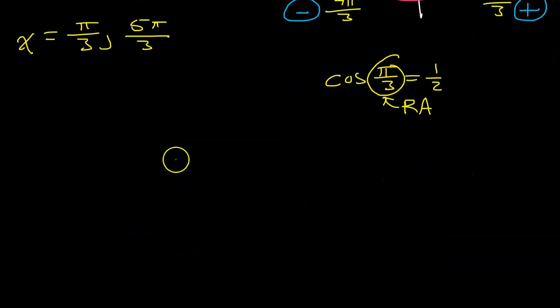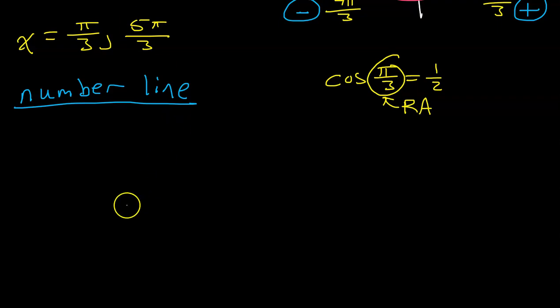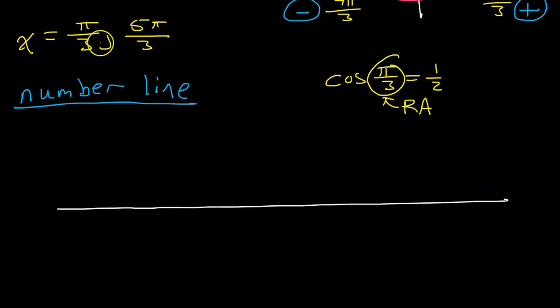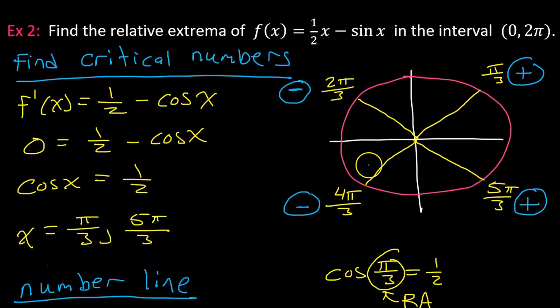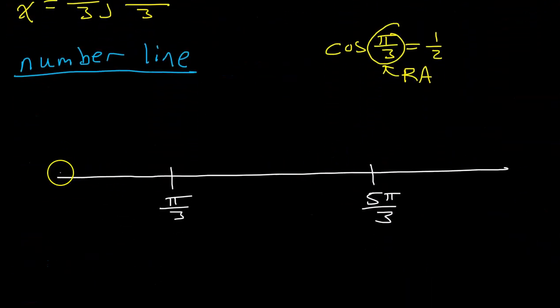Next, we take those critical numbers and we do the number line. So it's time for the number line. Okay, so here comes my number line. And I'm using my critical numbers, so I will put pi over 3 right here, and I'll put 5 pi over 3 over here. They gave us an interval from 0 to 2 pi, so we might as well put that on the graph. We have to stick to 0 to 2 pi.